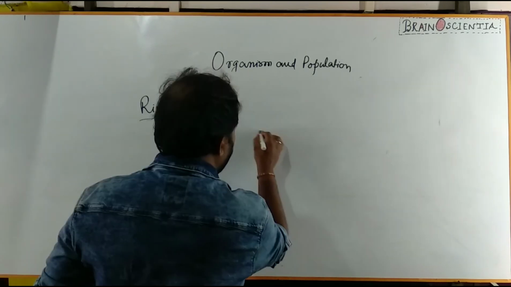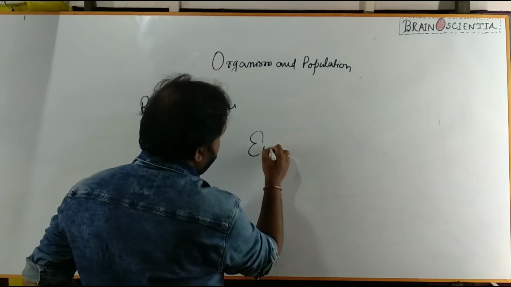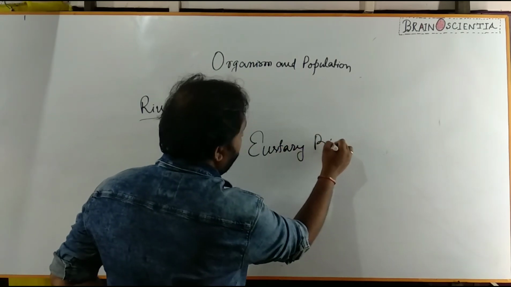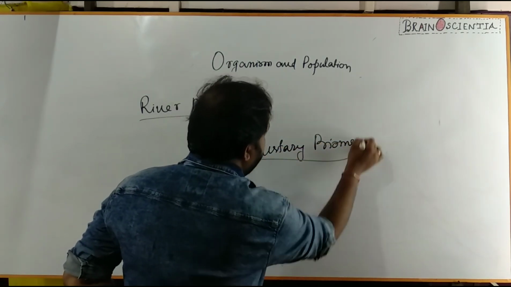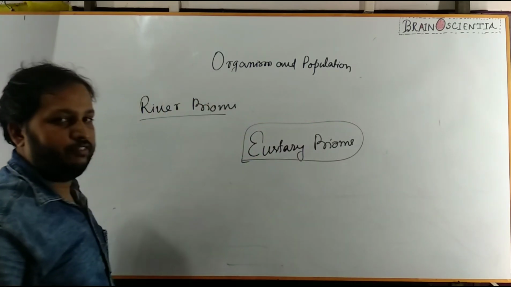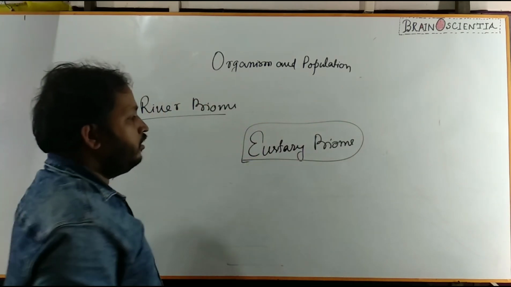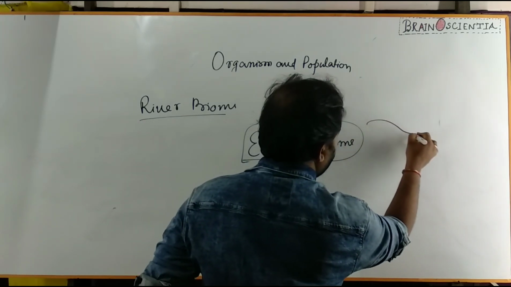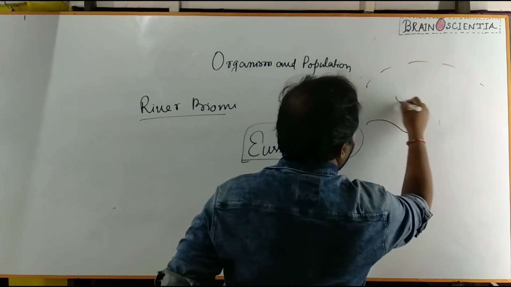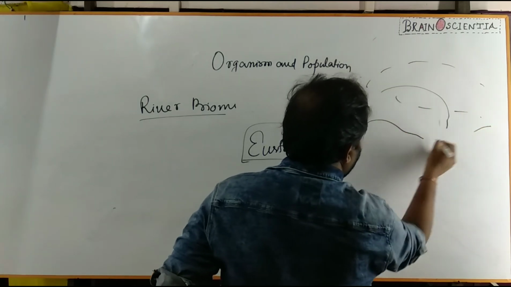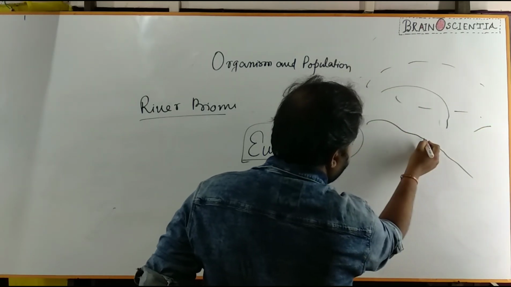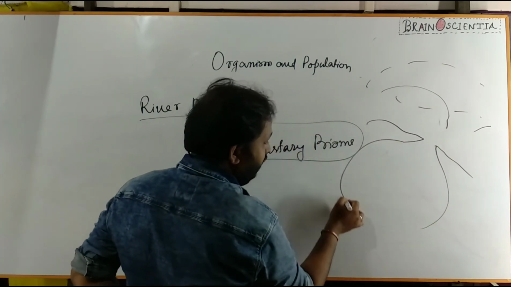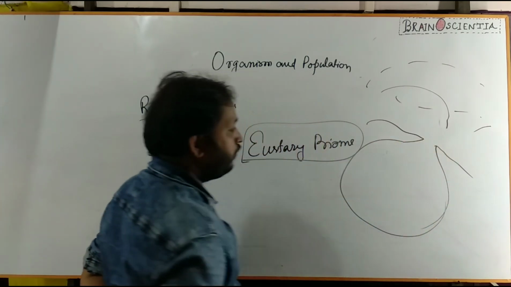Very interesting one. Estuary biome or estuaries. Okay, very important. This biome is highly productive. Suppose this is a sea, a very large sea or ocean. But there is a minor gap through which water enters, and a big water body is there.